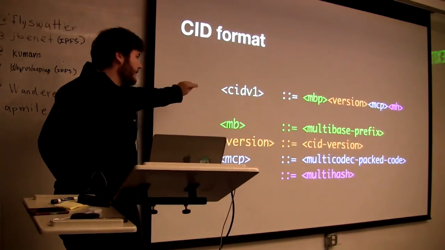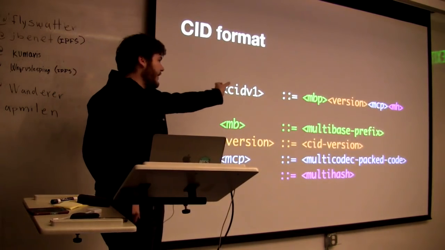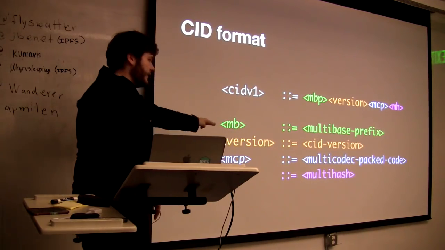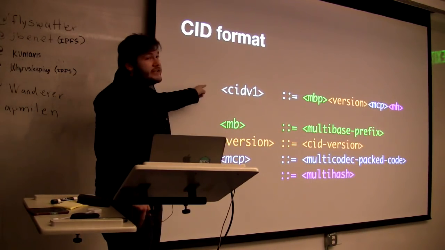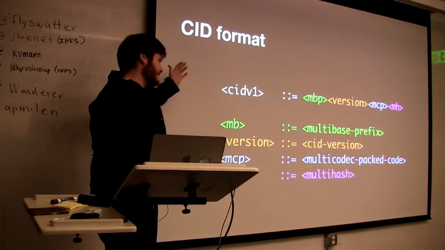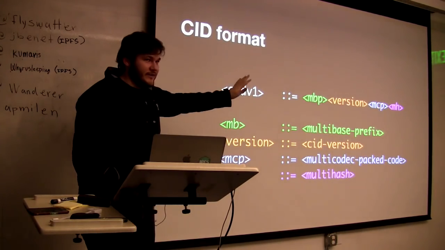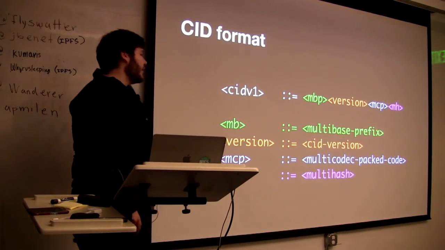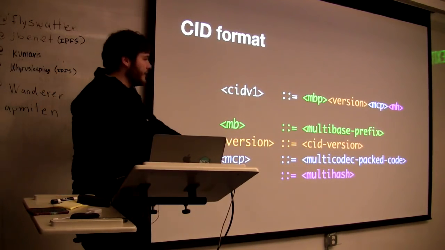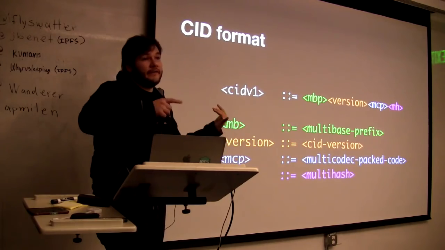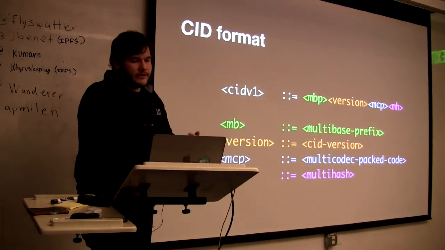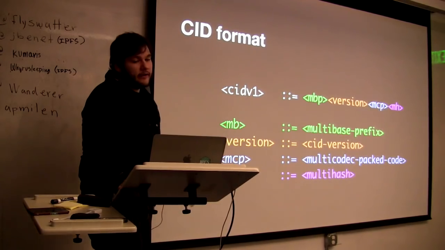This is basically it. It's a very simple format that just has the multibase prefix, and a version for the CID, because we may want to change this in the future. We already went from v0 to v1, so things may change, and you always need a version. Then you have the multicodec packed code that tells you, oh, this is a Git object, oh, this is an Ethereum object, and so on. And then you have the hash in the end.